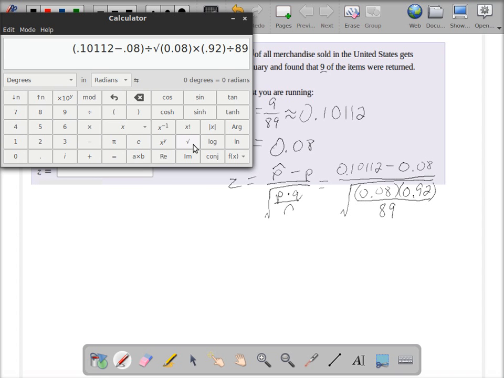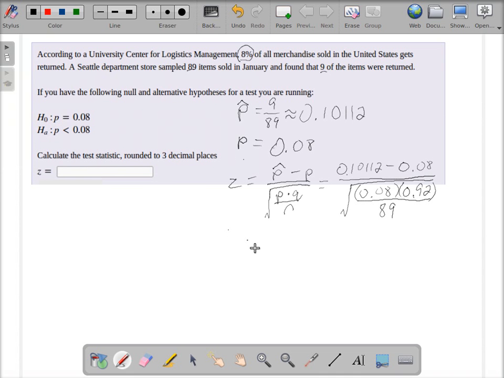89. Now the problem with how I've entered this is my calculator thinks only the 0.08 is under the square root. So I have to start with parentheses and end with parentheses to make sure it knows that I want all of this under the square root in the denominator. So I get a test statistic of 0.7344. So z equals 0.7344. And that's what I would type into here, 0.7344.